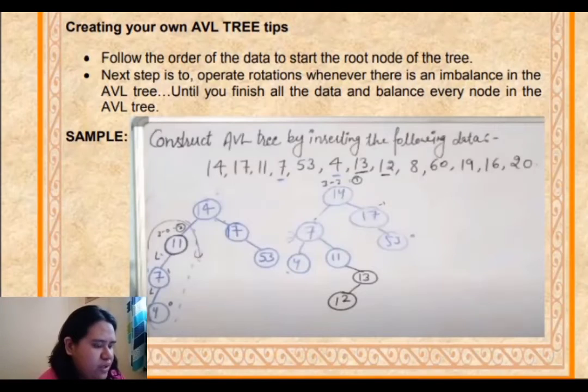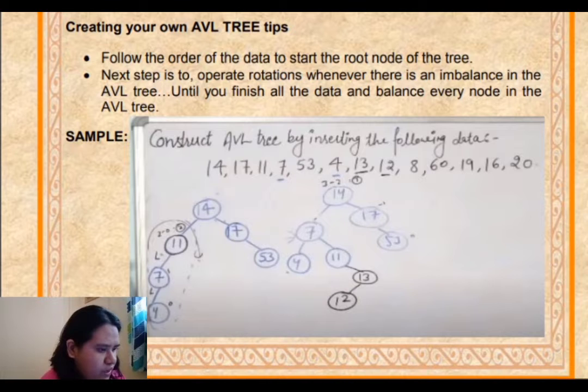Now we are going to create our own AVL tree. So follow the order of the data to start the root node of the tree. Next step is to operate rotations whenever there is an imbalance in the AVL tree until you finish all the data and balance every node in the AVL tree. So if there is no imbalance, then we are not going to perform rotations. We are just going to input them directly.